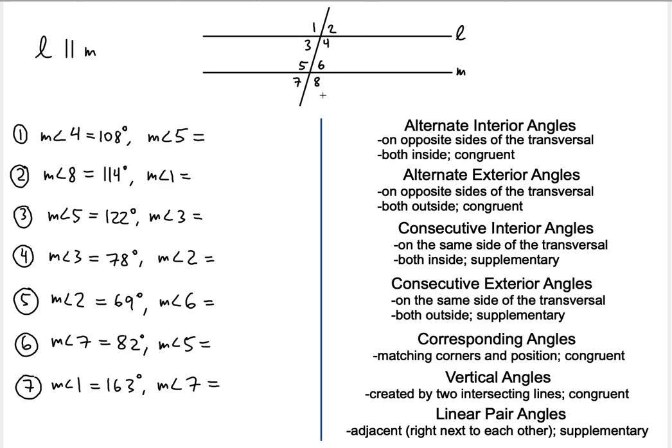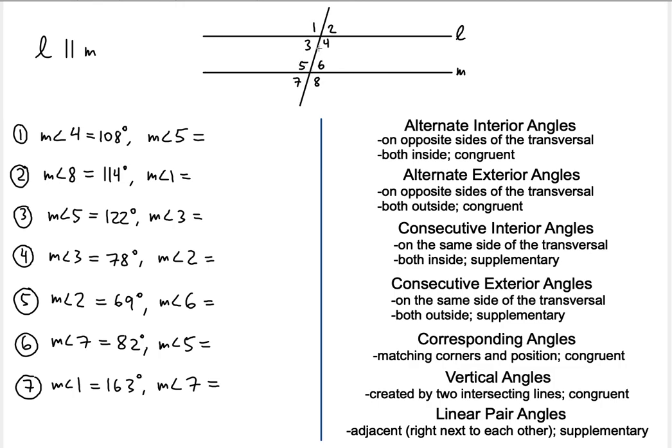So keep in mind that it's not going to be the same as the consecutive interior angles, because consecutive interior angles 4 and 6, for example, they're not adjacent because they're not separated by a line. Okay, so in this case, 5 and 6 are adjacent.